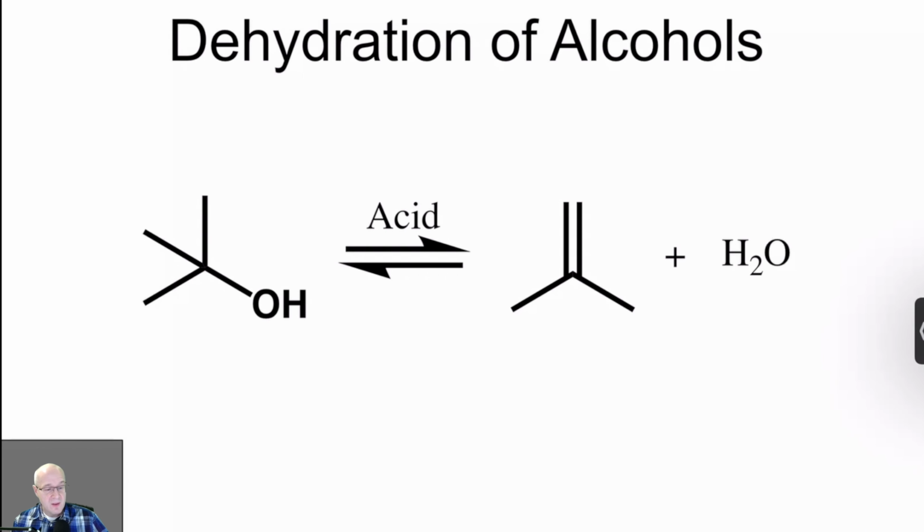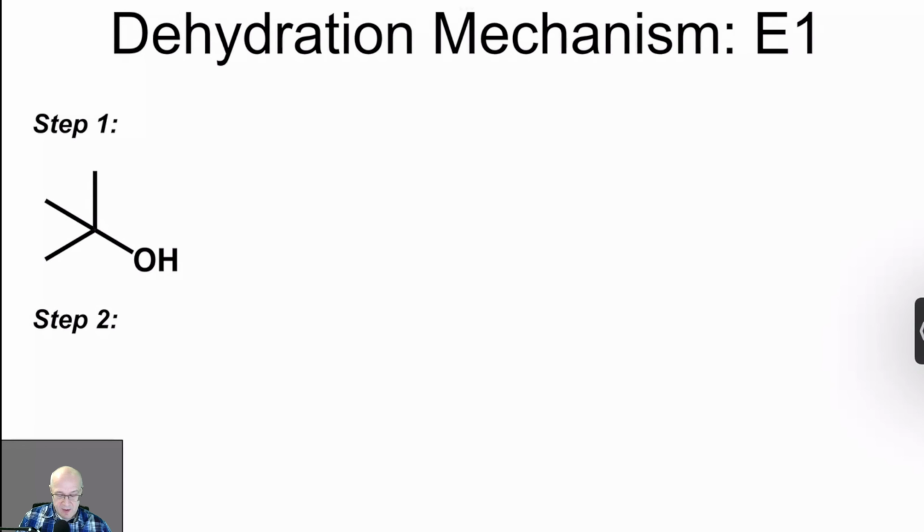You can get the alkene from the alcohol. You can get the alcohol from the alkene. Both can happen. Now let's do the mechanism. It's an acid catalyzed reaction.